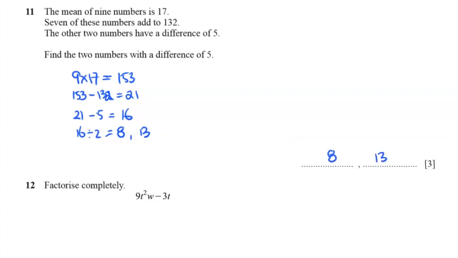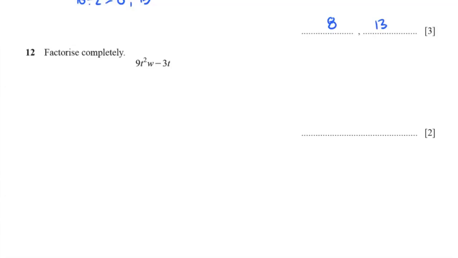Factorize completely. 9t squared w minus 3t. So we have to find, there's two terms. We have to find the highest common factors of both terms. Well, there's a 3 and a t in both of those terms.